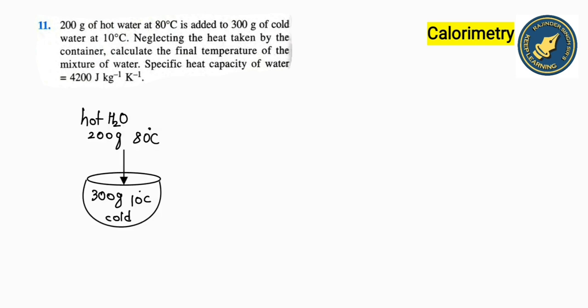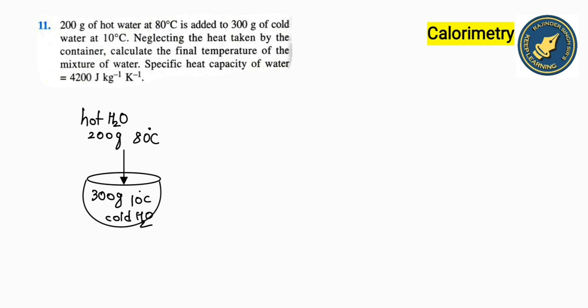So here is a sketch diagram. 200 grams of hot water, which is at 80 degrees, is added to 300 grams of cold water, which is at 10 degrees Celsius. So the final temperature will be between 80 and 10. It can be 20, it can be 25, it can be 30, 40, 50, 79, whatever. But it will be between 80 and 10 degrees.